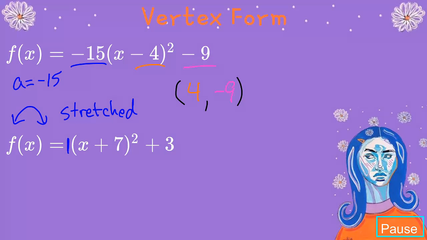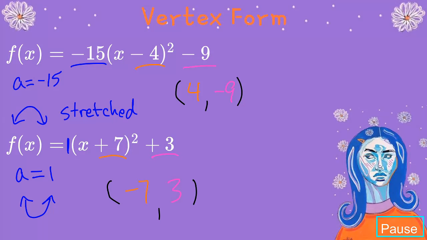Here, our a value is 1. When there's nothing there where the a value should be, it's 1. And a value of 1 opens up and is neither stretched nor compressed. This tells me that our h has to be negative 7 because it's x minus h. So to have a plus 7, it has to be minus a negative 7. So that means our h is negative 7. Plus k, plus 3, our k value is 3.